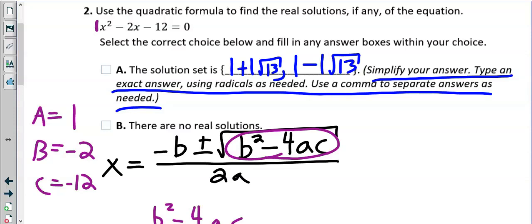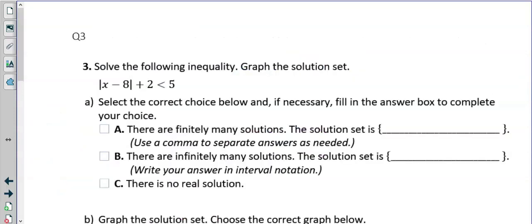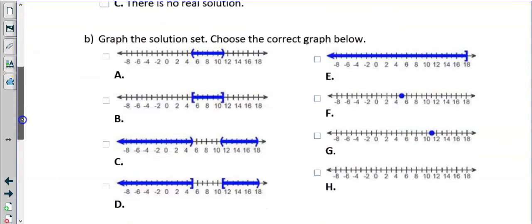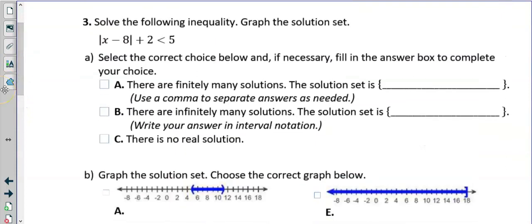All right, next question. So question 3, we want to solve the absolute value inequality. And then down below that, it says graph. Now up here it says there are like 3 different possible solutions. One says that there are finitely many solutions. One says there are infinitely many solutions.